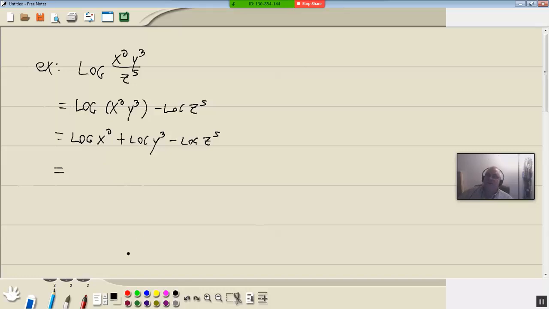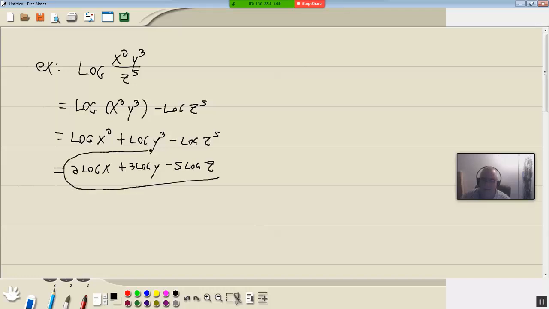Now there's only one thing left. All of these have powers on them. And we can take the power and put it out in front of the log. So that becomes 2 log x plus 3 log y minus 5 log z.